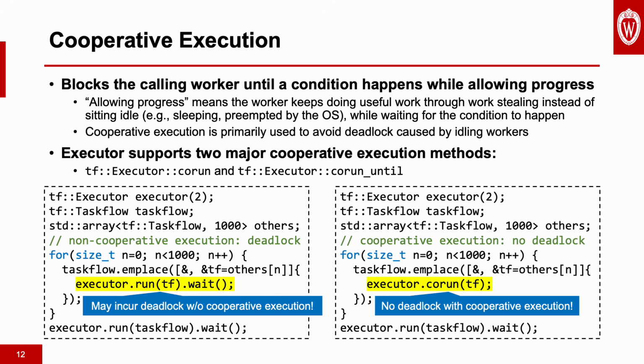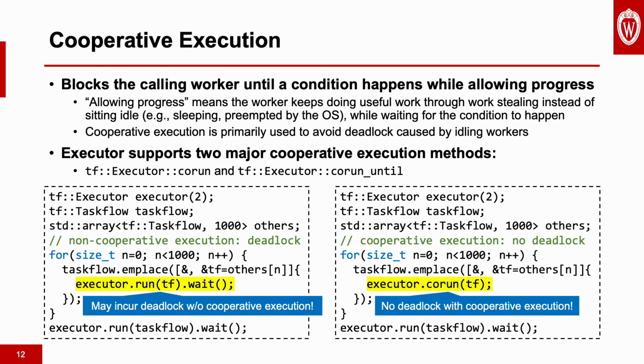Cooperative execution is particularly useful for avoiding deadlock caused by idling workers. If all workers are preempted by the operating system, no one will be able to run tasks. The executors support 2 major cooperative execution methods, co-run and co-run until. Co-run cooperatively runs tasks until the given task flow finishes, while co-run until cooperatively runs tasks until the given condition is met.